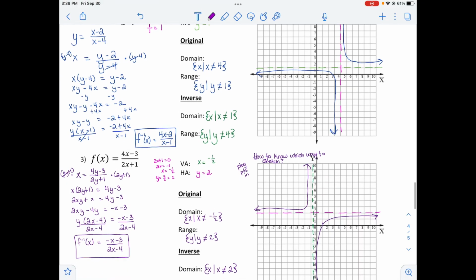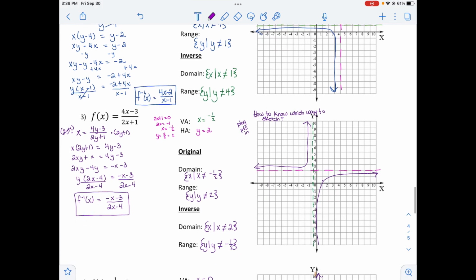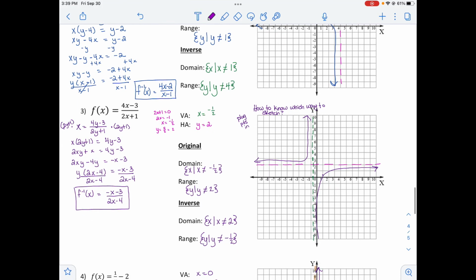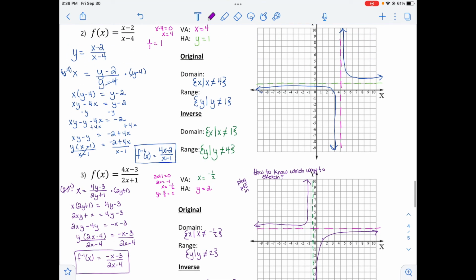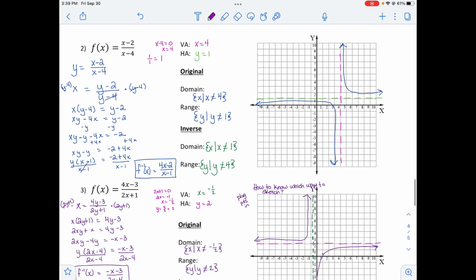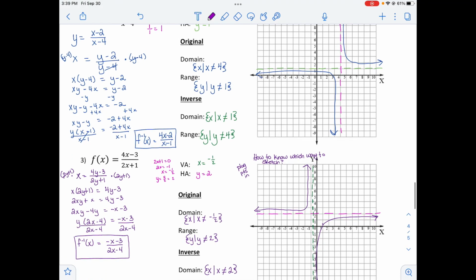Now, I put a little note here on number 3, how to know which way to sketch. Remember, plug in. If you're not sure which way to go, plug in. A lot of times that can be a little bit confusing because we think, well, maybe it's because there's a negative. That's why we do opposite. It has to do with the whole function itself, the whole equation, and how the operations end up being.